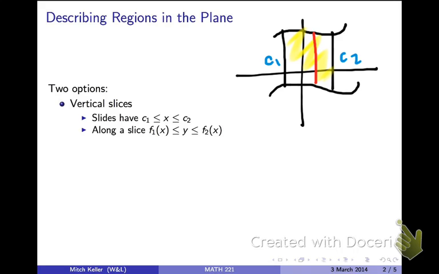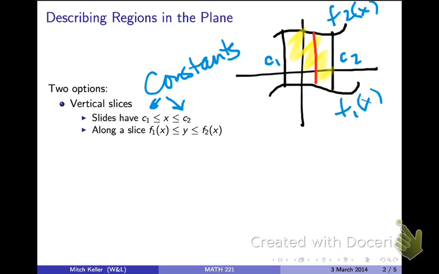And so what we're thinking is we've got slices that have constant 1 less equal x less equal constant 2. So we're saying that there's one of these red slices for every value of x from constant 1 over to constant 2, from c1 to c2. And then along a slice, we're thinking that y varies from this lower function f1 of x, so y is greater equal f1 of x, up to y being less equal to f2 of x. And so we just move right along there. And as long as we have some sort of algebraic expression for f1 and f2, that works. What's really important here is c1 and c2 are constants.